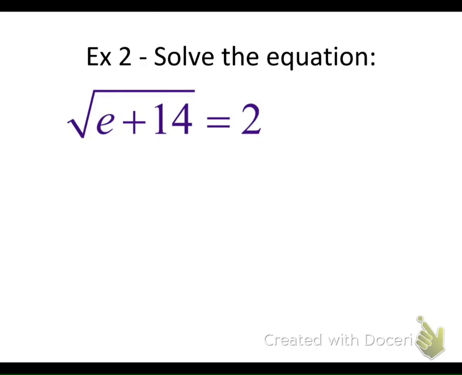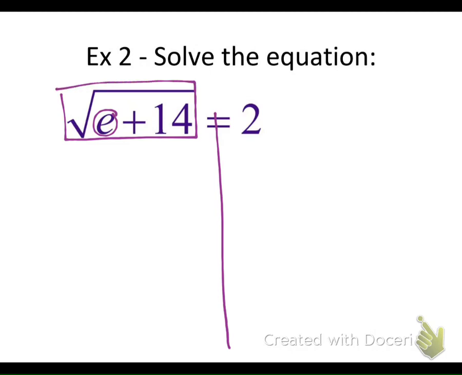So example number 2, you have the square root of e plus 14 equals 2. So I went ahead and got it set up for you. I made sure I circled my variable, I drew my line of equality, and I put a box around the square root sign. Now, your goal is to get that square root by itself. If there is nothing else outside of that box, then you know the square root is by itself. So move down to step 2. So take about a minute to see what you can do.